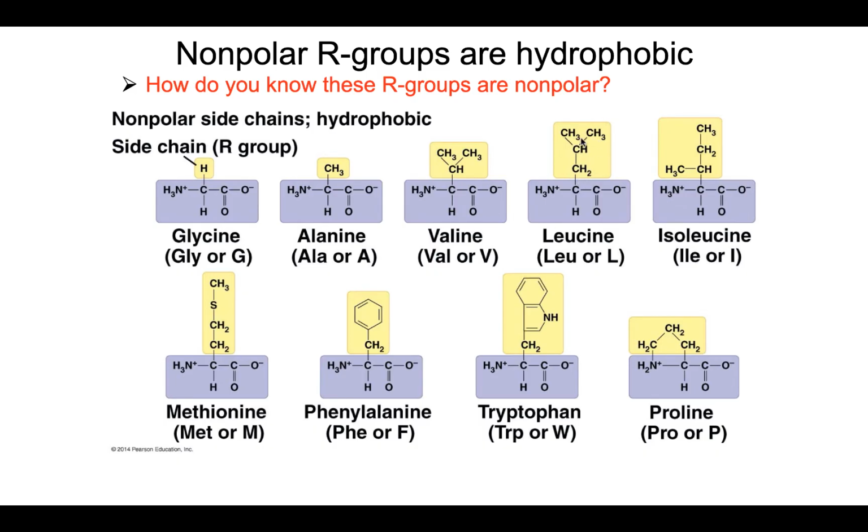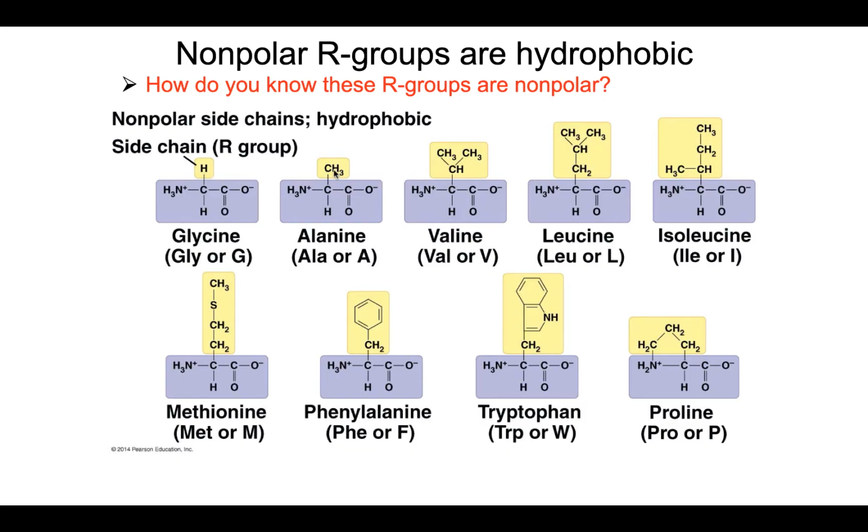Notice, some R groups can be quite complex, but take a look at glycine. Its R group is nothing more than a hydrogen. In fact, I want you to be able to, from memory, draw the structure of glycine here with its single hydrogen R group. Now, how do we know that these are nonpolar?